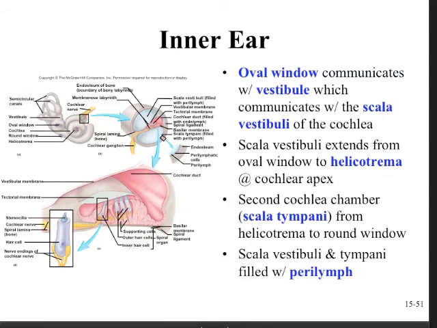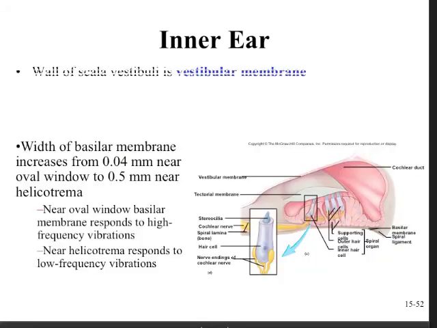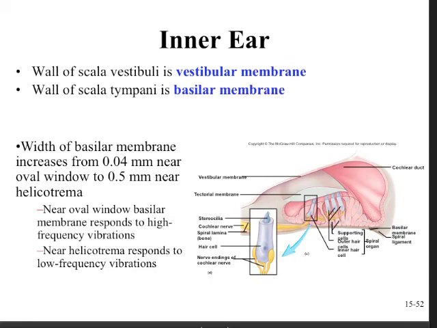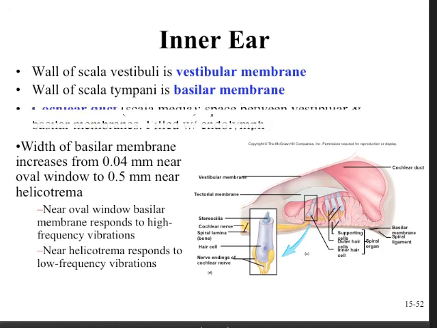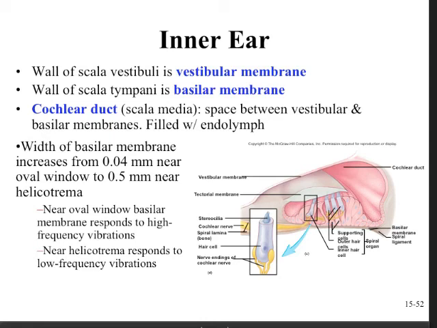The scala vestibuli and tympani are filled with perilymph, and the endolymph is deep to that. The wall of the scala vestibuli is the vestibular membrane. The wall of the scala tympani is the basilar membrane. The cochlear duct, known as the scala media, is the space between the vestibular and the basilar membranes, and these are filled with endolymph. Remember, the endolymph is deep to the perilymph.